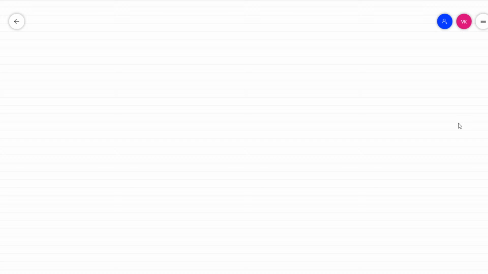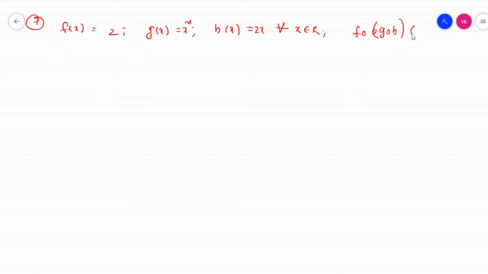So the seventh question is, f of x is equal to 2 and g of x is equal to x square and h of x is equal to 2x, wherever x belongs to R, then find f circle g circle h of x. Okay, so let's go for the solutions first. First of all, write the functions. f of x is equal to 2 and g of x is equal to x square and h of x is equal to 2x wherever x belongs to R.